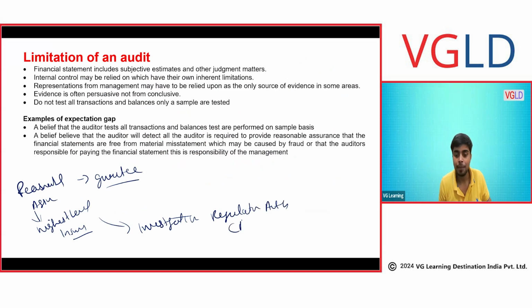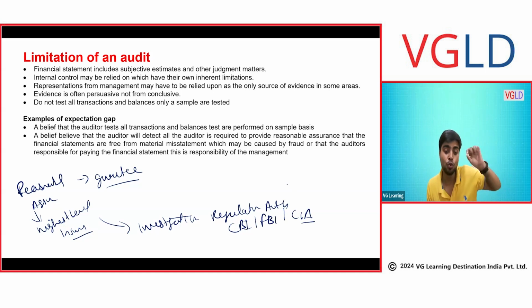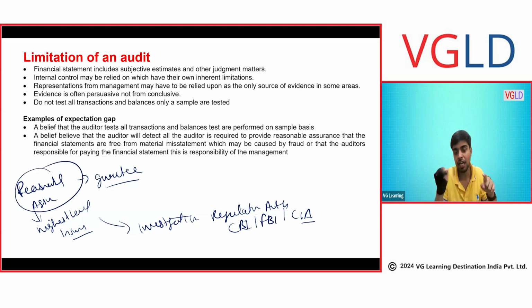Let's say CBI, FBI, CIA. These are the entities that do transaction by transaction checking. These are very super authorities. They are the next level of audit. They do the investigation. Investigation is the next level of audit. So when we talk about audit, audit is a reasonable assurance. We cannot check each and every transaction.